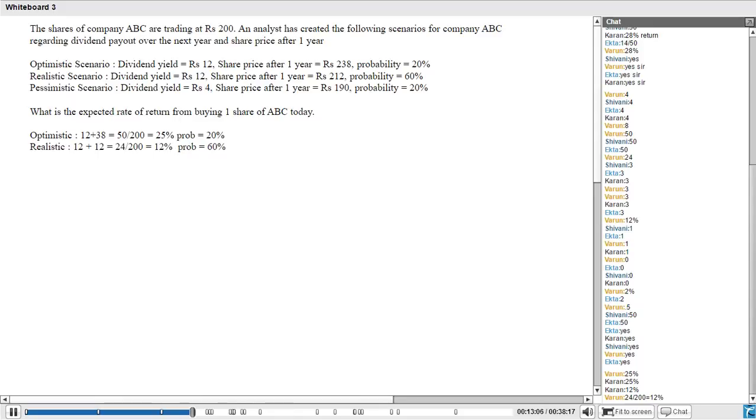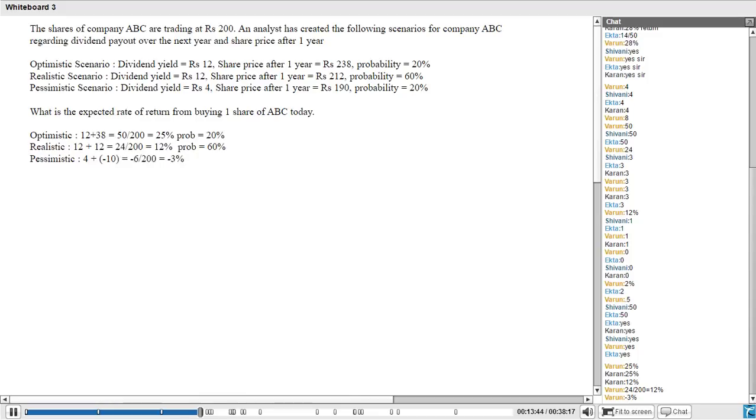In the pessimistic scenario, what is the return? Okay, let's compute it. Dividend yield is 4. What is my capital gains? 190 minus 200, which is minus 10. So my capital gains is minus 10. So I make minus 6 on an investment of 200. So it is minus 3%. Yeah, Varun, that's right. Minus 3%.